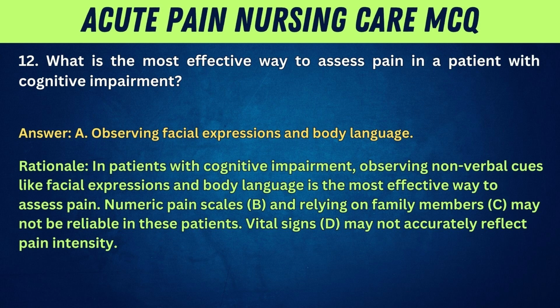Rationale. In patients with cognitive impairment, observing nonverbal cues like facial expressions and body language is the most effective way to assess pain. Numeric pain scales, B, and relying on family members, C, may not be reliable in these patients. Vital signs, D, may not accurately reflect pain intensity.